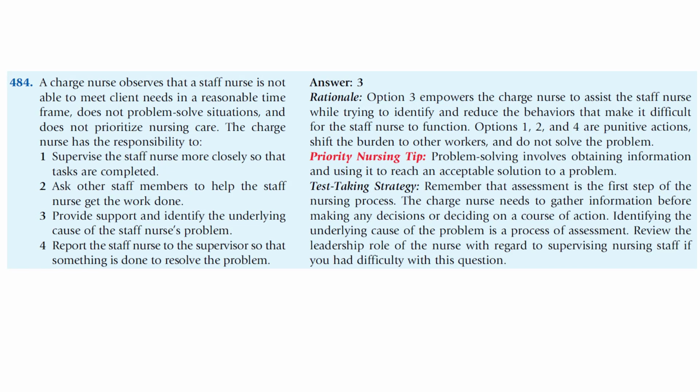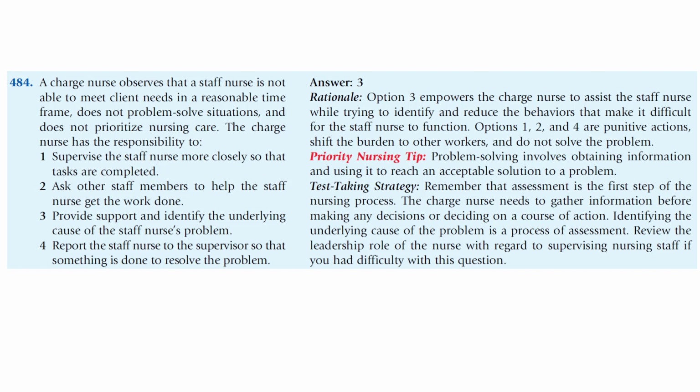484. A charge nurse observes that a staff nurse is not able to meet client needs in a reasonable time frame, does not problem-solve situations, and does not prioritize nursing care. The charge nurse has the responsibility to: 1. Supervise the staff nurse more closely so that tasks are completed. 2. Ask other staff members to help the staff nurse get the work done. 3. Provide support and identify the underlying cause of the staff nurse's problem. 4. Report the staff nurse to the supervisor so that something is done to resolve the problem.